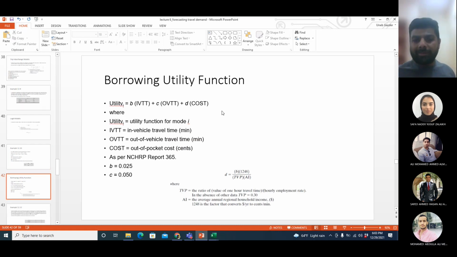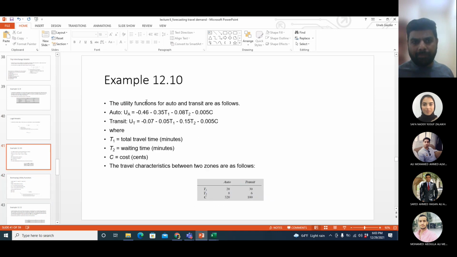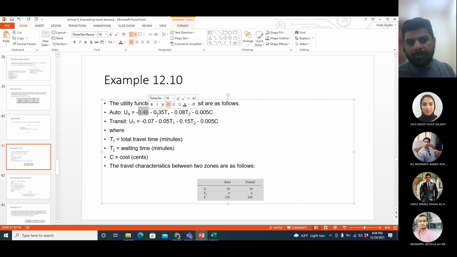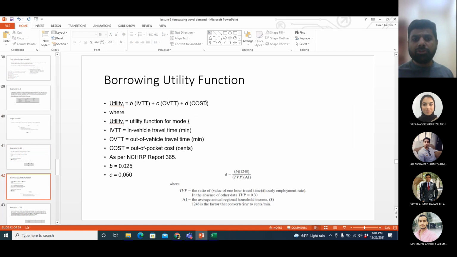In the previous example, you saw the utility function is already given here. In your term project, I said you can use Statistica to calculate the utility function. Statistica will give you these coefficients, and then you already have the cost and the time and everything. So you can also borrow a utility function. This is the commonly applied utility function: B into in-vehicle travel time plus C into out-of-vehicle travel time plus D into cost. This is what we call a borrowed utility function.